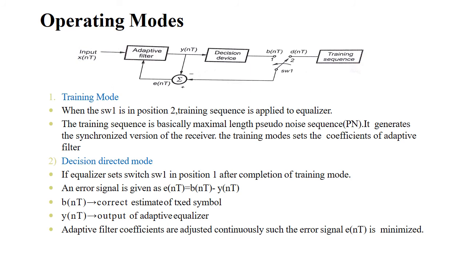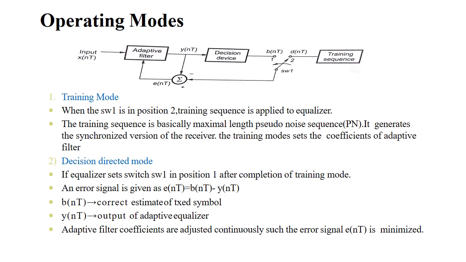So next one is the operating modes. The operating modes are of two types: one is the training mode and the other is the decision directed mode. In the training mode, when the switch SW1 is in position 2, the training sequence is applied to the equalizer. The training sequence is basically a maximal length pseudo-noise sequence, that is PN. It will generate a synchronized version at the receiver, and the training mode will set the coefficients of the adaptive filter.